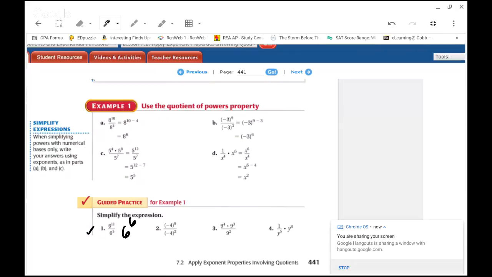Now on number 2, negative 4 to the 9th power over negative 4 to the 2nd power. I do the subtracting and I get negative 4 to the 7th, 9 minus 2. On number 3, I need to add first. I've got 9 to the 4th times 9 to the 3rd. Those two are being multiplied in the numerator, so I want to do that first. And so I'm going to get 9 to the 7th over 9 to the 2nd. And then I'll subtract the 7 and the 2. So that's going to give me 9 to the 5th.